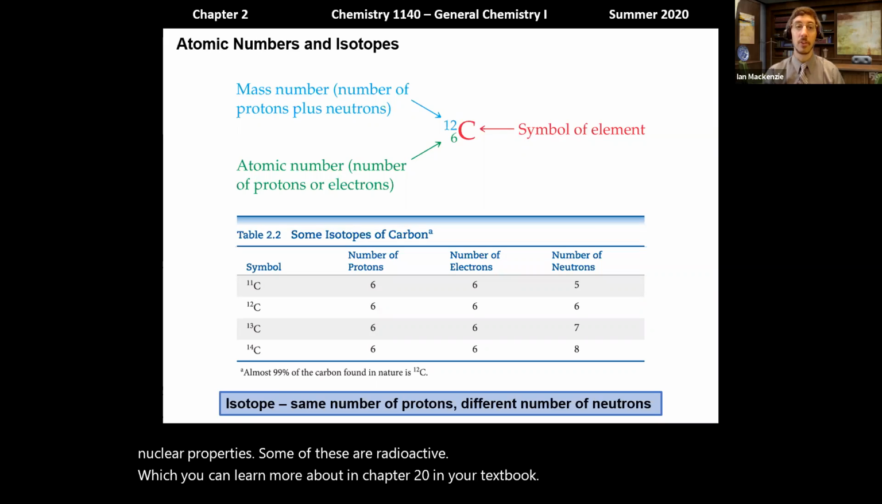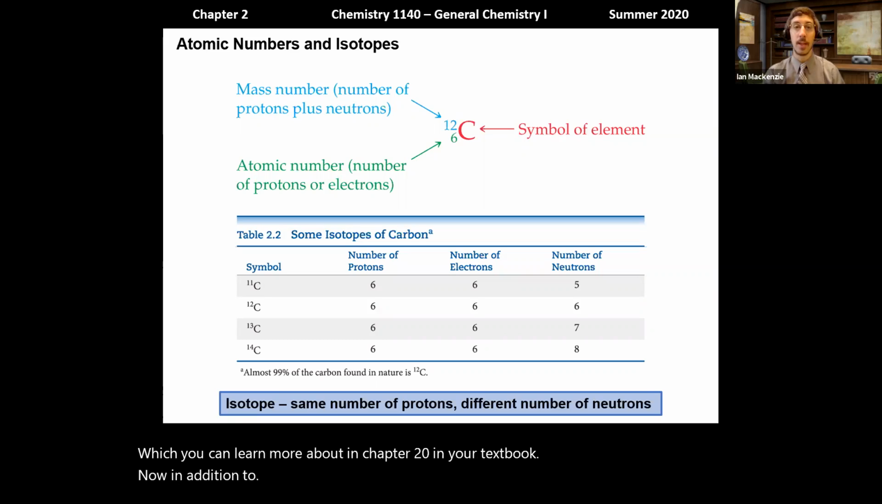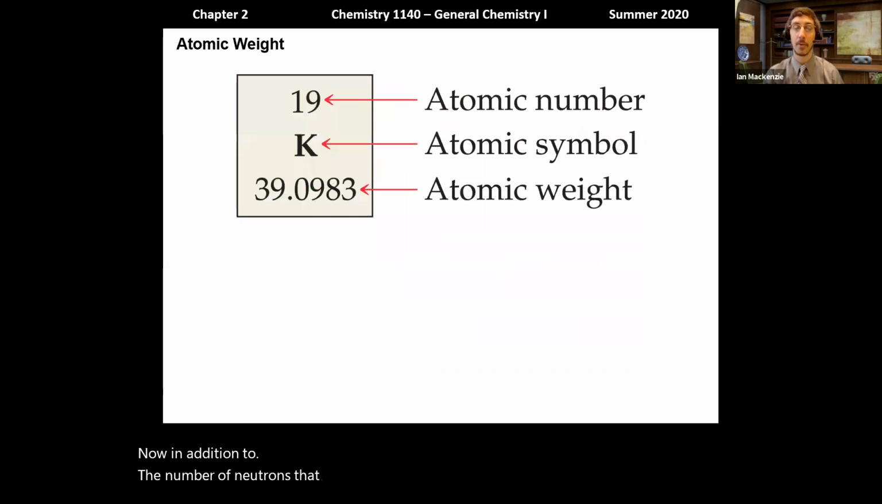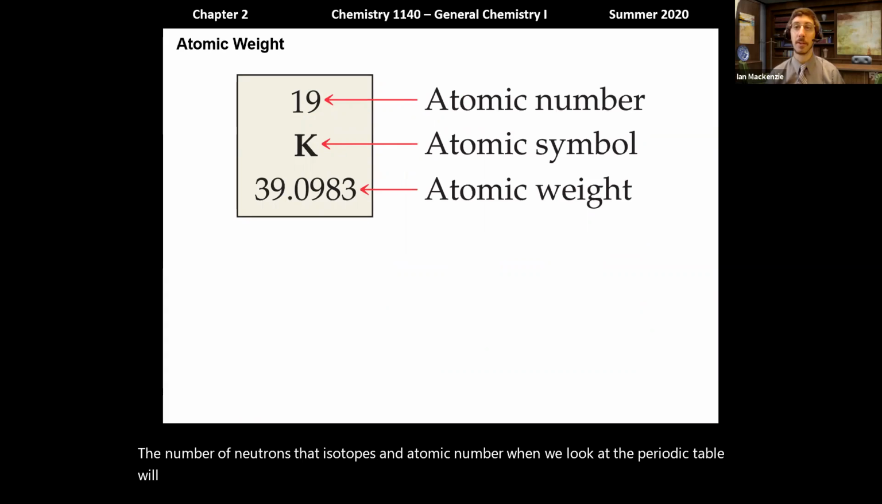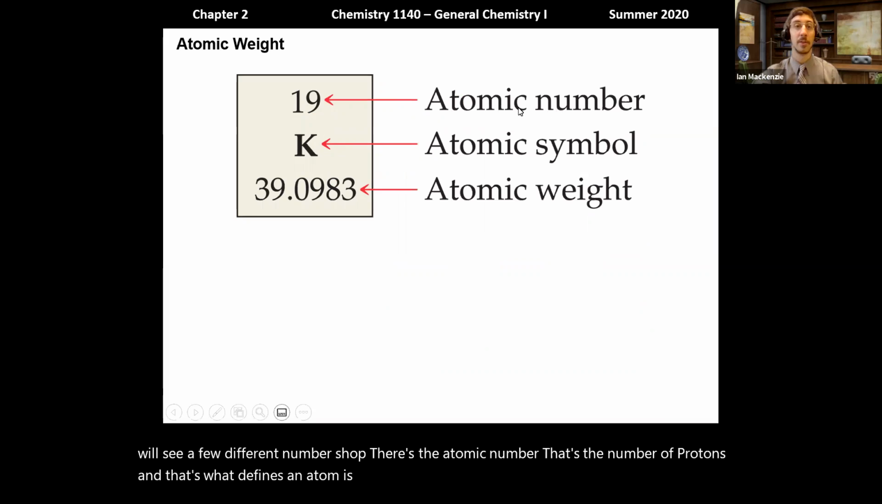Now, in addition to the number of neutrons, the isotopes, and atomic number, when we look at the periodic table, we'll see a few different numbers show up. There's the atomic number, that's the number of protons, and that's what defines an atom as being that particular element. There's the atomic symbol, in this case K is for potassium. And then we have the atomic weight listed down here.